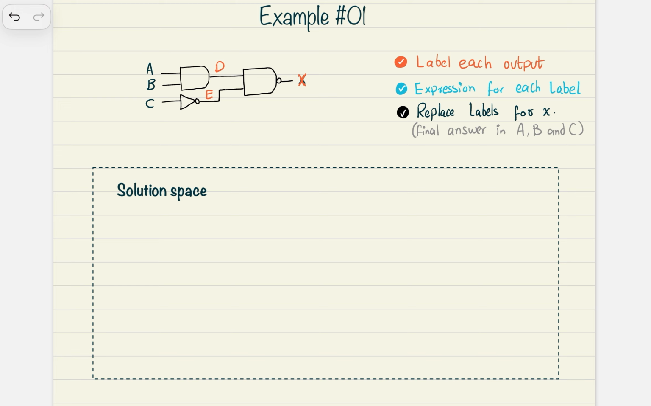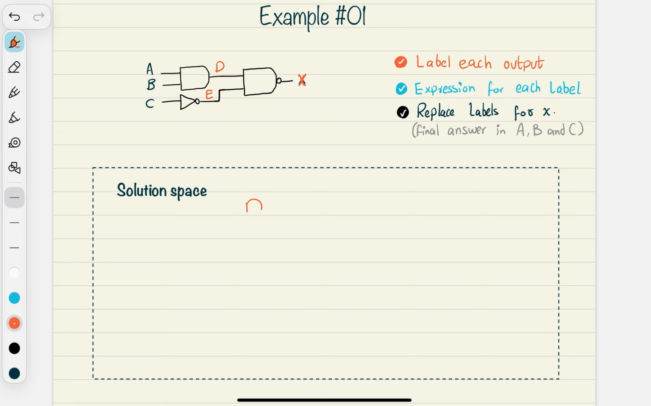All right, the next step is to write down an expression for each label. Now how are we going to do that? What do we mean by that? First of all, each of the labels that I had written over there, I will copy them down over here: D, E and X. The next thing I'm going to do is write down equals in front of these.